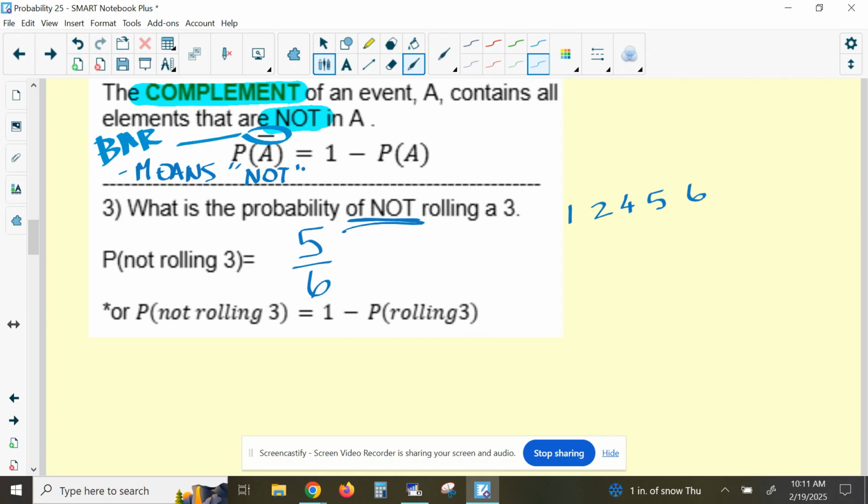Okay? And we see, what was the probability of rolling a 3? 1 out of 6. And you see how the probability of not rolling a 3 is 5 out of 6. So basically it's just subtracting from a whole, you know what I mean? So that's why they have that little notation there. Cool?